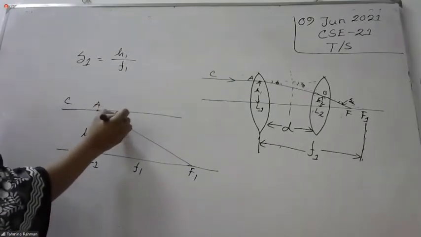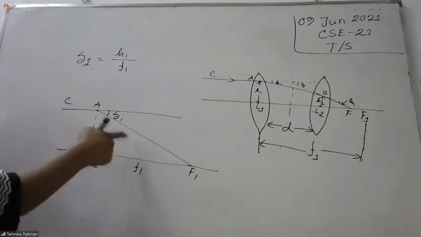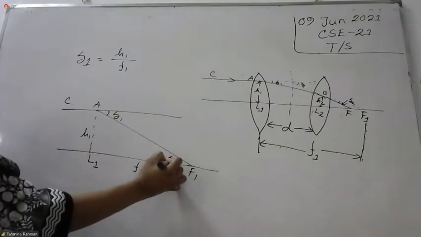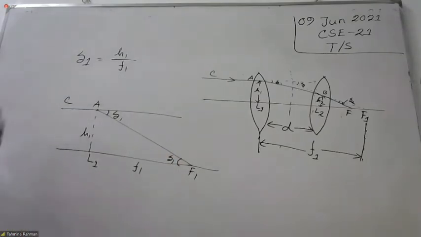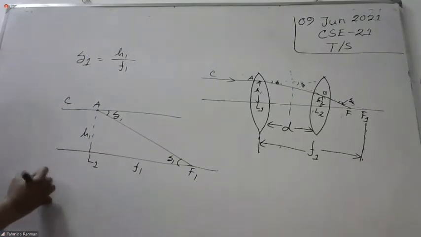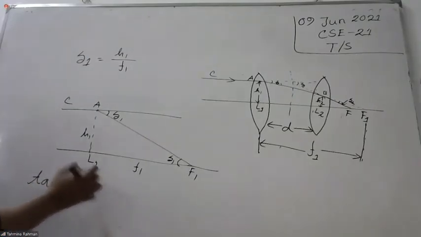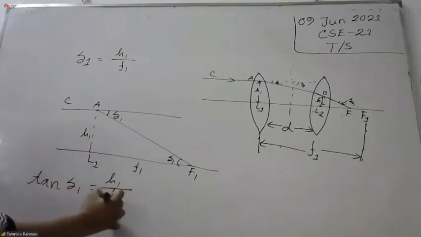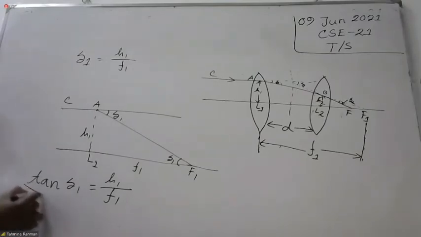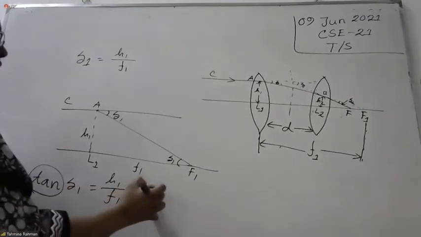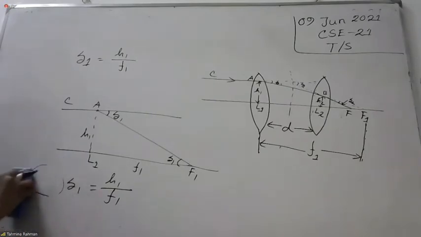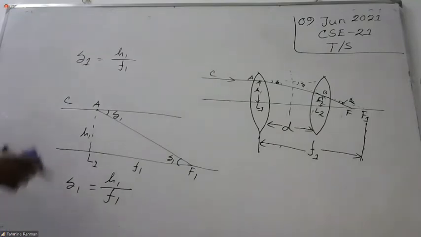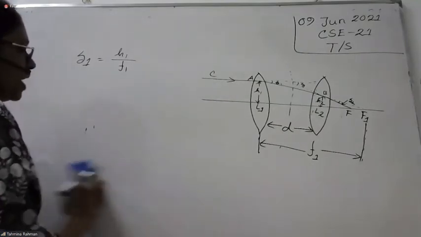This angle is del 1. They are parallel, and this is the intersecting line, so this angle is equal to this angle, isn't it? Yes, ma'am. So we know that tan del 1 equals what? Perpendicular, that is H1, divided by base, that is F1. When tan is small, we can write it simply as del 1. So that's why del 1 equals H1 by F1. That's all.